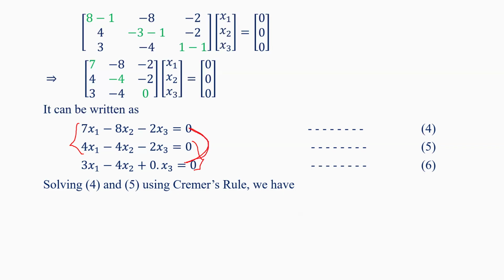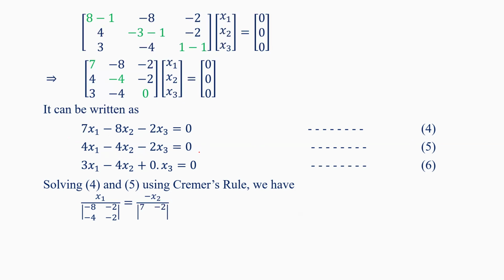So there are 3 equations, so we have 3 options. Either we can take equations 4 and 5, 5 and 6, or 4 and 6. If we take any two equations, even though they are different equations, the answer will be the same. So here we are using the first two equations, 4 and 5: 7x1 minus 8x2 minus 2x3 equal to 0, and 4x1 minus 4x2 minus 2x3 equal to 0.